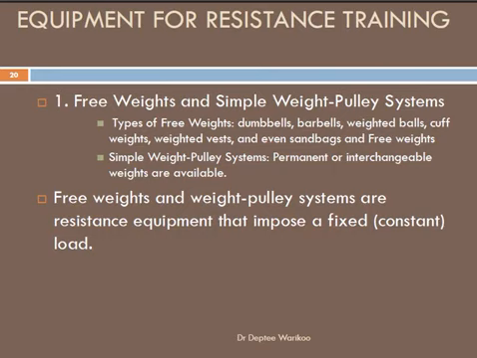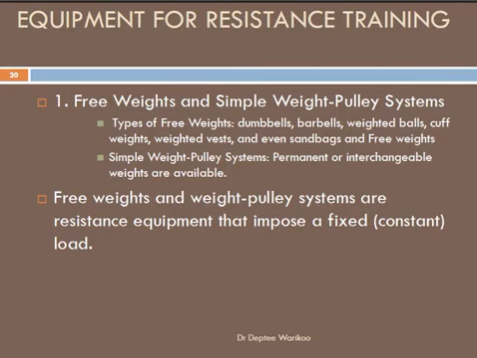Now let us see what are the different equipments for resistance training. There are lots of different equipments we will be using for resistance training. First are the free weights and simple weight pulley systems. The types of free weights which we can use in exercises could be dumbbells, barbells, weighted balls, cuff weights, weighted vests, and even sandbags. Simple weight pulley systems could also be used. Permanent or interchangeable weights are available in such systems.